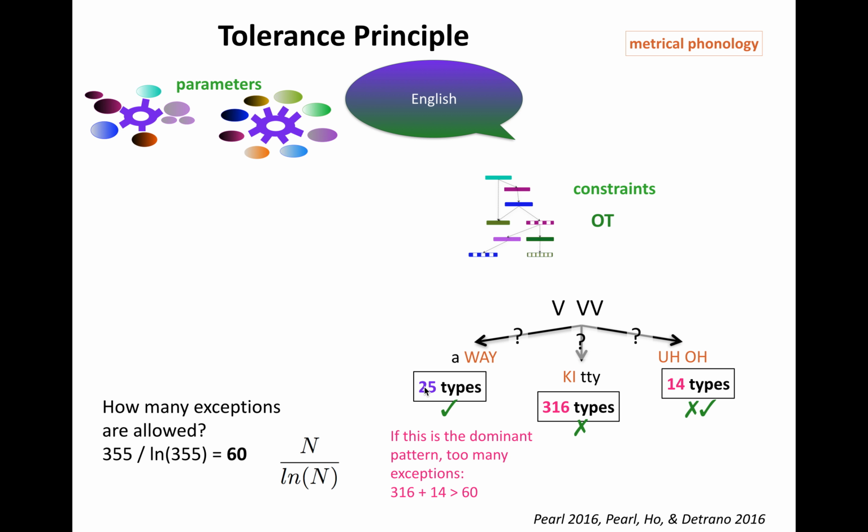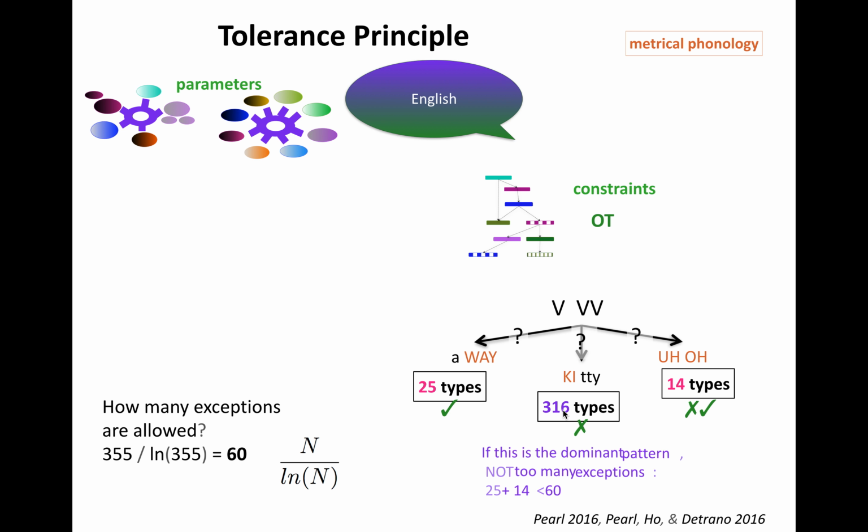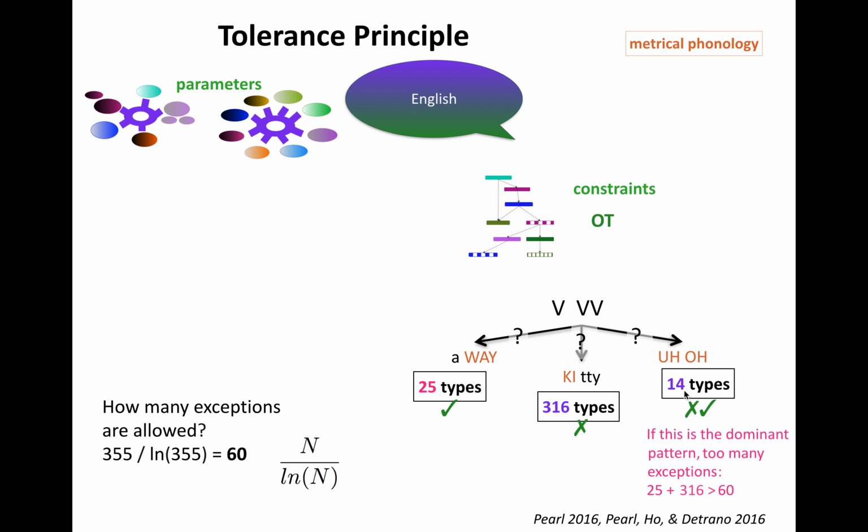So let's look at this one. Well, 25 means you've got a whole bunch of exceptions, definitely more than 60. That's not the dominant one. What about this one? Well, now you have 25 and 14, which is less than 60. There are not too many exceptions. This looks very much like a dominant pattern, and just to affirm that, obviously this is not the dominant pattern because you have all of these would be exceptions, right? So, hey, we have a dominant pattern here.